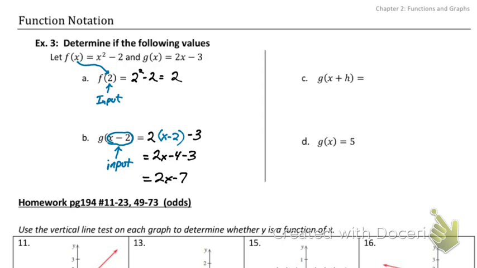G of x plus h. Once again, I don't care what's in there. This could be smiley face rainbow. All I'm going to think is that's my input. Since I replaced x with x plus h, I'm going to replace x with that x plus h on the other side. So that's going to be 2 times that x plus h minus 3, which only simplifies down to 2x plus 2h minus 3. That's it.